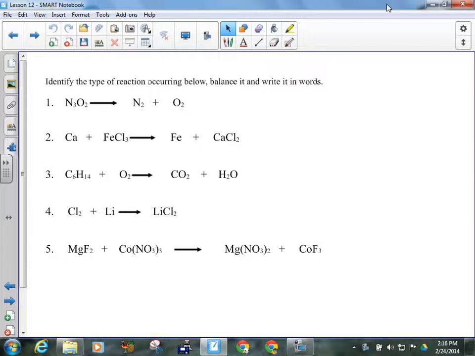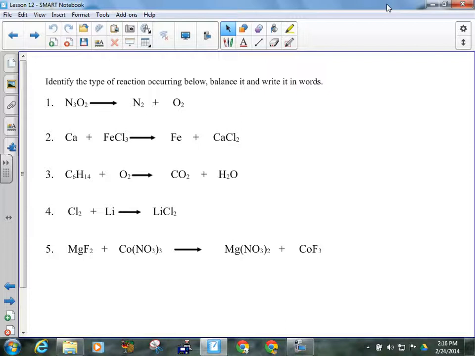All right, so what we're going to do here is we've got 5 examples, and we're going to go over identifying, balancing, and writing out in words. We'll quickly go over that, and then you are going to practice that for a while, because this is a skill you absolutely have to be able to do.